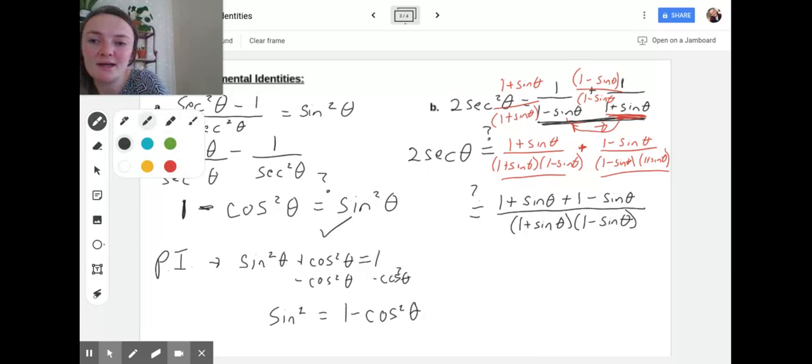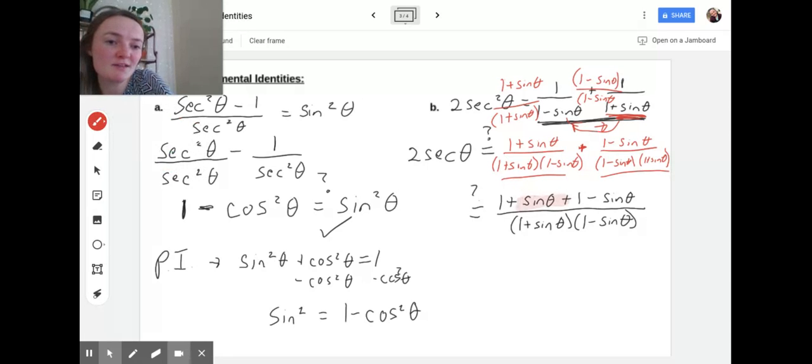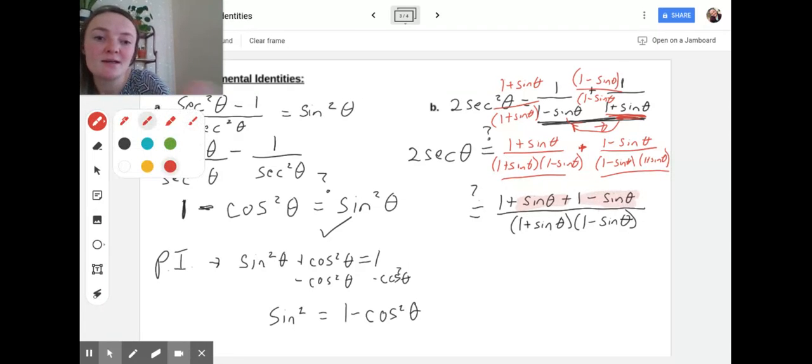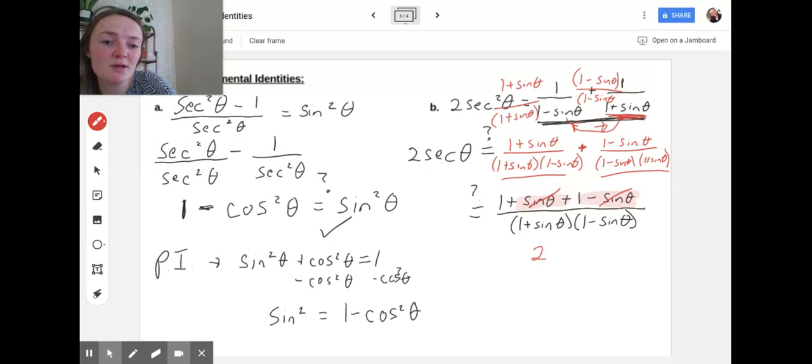Well, getting my highlighter out for a minute, I'm going to see there's a positive sine theta here and a negative sine theta here. That means that these are going to cancel. So really what I'm left with is 2 in the numerator, and I'm going to have 1 plus sine theta times 1 minus sine theta in the denominator. If I go ahead and distribute this out, I'm going to get 2 all over, let's use the FOIL method, 1 minus sine theta plus sine theta minus sine theta squared.